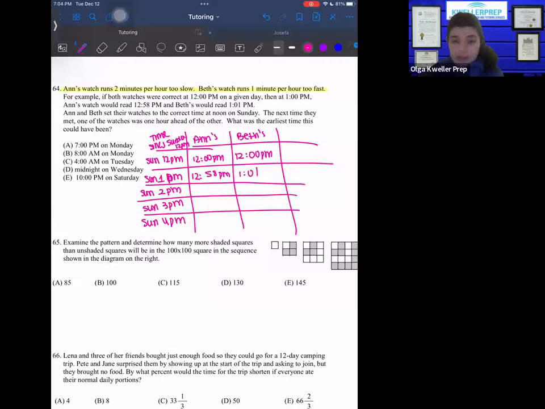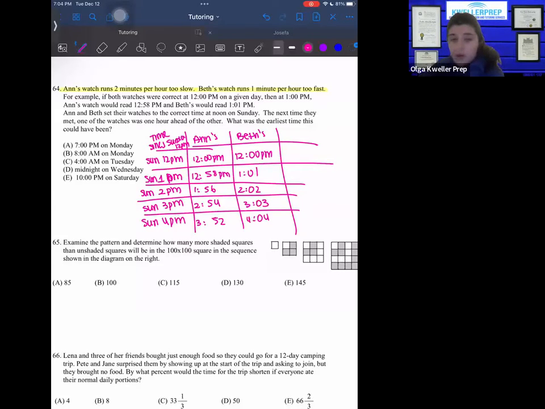What happens to Anne's in the next hour? Yeah, good. 1:56, right? So an hour passed, but she's 2 minutes behind. And then we're going to be 2:54. Good. And then we're going to be 3:52. Good. And then what about Beth's? What's happening on Beth's side? Yeah, good. So we keep going up: 2:02, and then it's going to be 3:03, and then it's going to be 4:04.